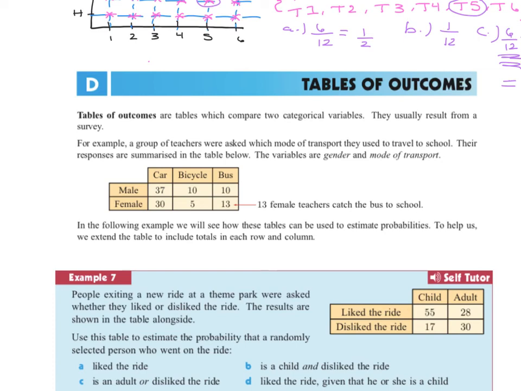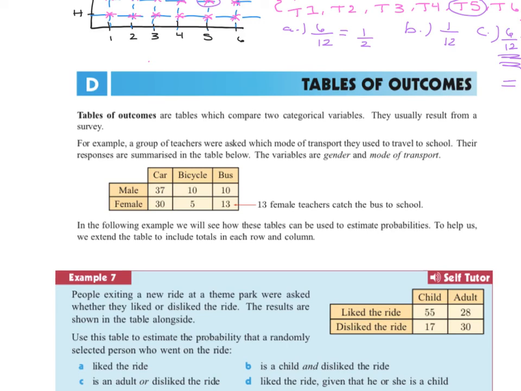So tables of outcomes are tables which compare 2 categorical variables. Remember we talked about categorical data in our statistics unit. We have that categorical data and we've got that numerical data. So they usually result from a survey. So for example, a group of teachers were asked which mode of transport they used to travel to school, and the responses were summarized in the table below.